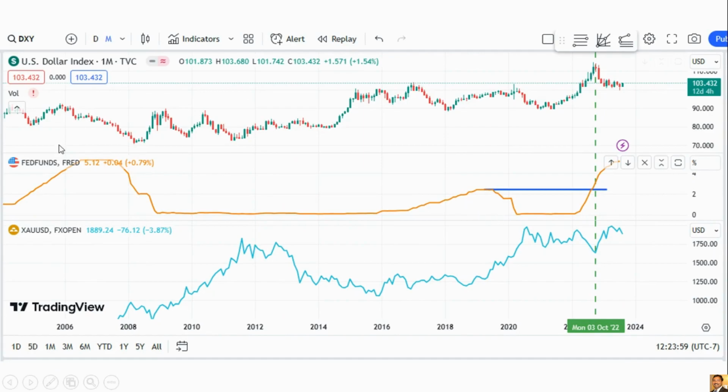So I put it all together in this one chart: the dollar index, Fed funds, and gold. In the past, when Fed funds were rising, the dollar also went up and the gold price went down. And when the Fed funds were near the pause of the interest rates, the dollar started going down, and from there, the gold price went up. So I'm expecting the same here. Sooner or later, the Fed will pause the interest rates, the dollar index will go down sharply, and from there the gold price will go up.